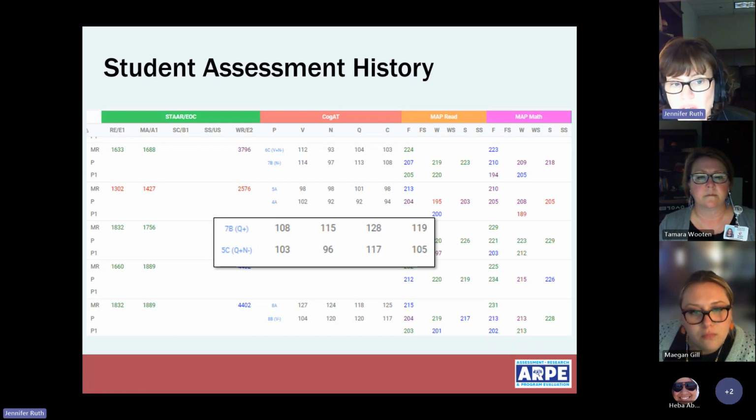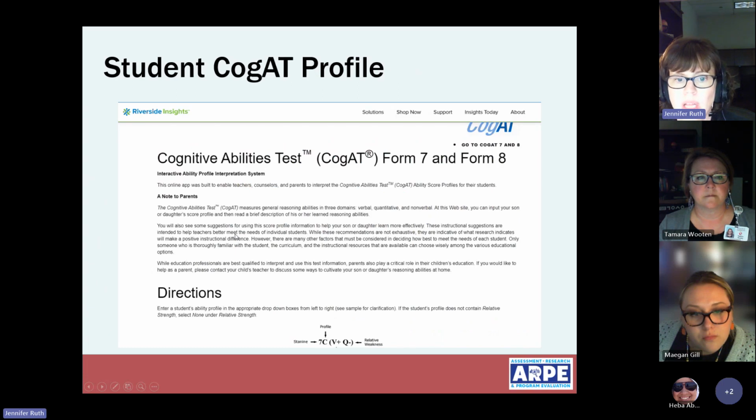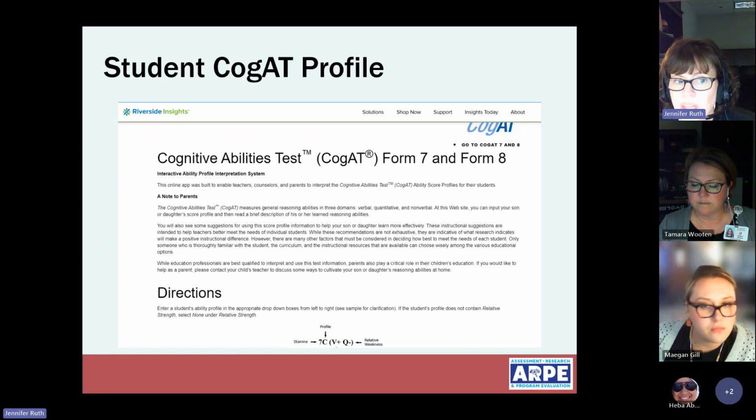When you are live in EduGence, those blue profiles are clickable, and you can click on that profile to take you to this page from Riverside Publishing. This page gives you a full narrative of that student based on their particular CogAT profile that tells you how they learn best, some instructional suggestions for them. There's a section on working memory. There's a section on grouping students.